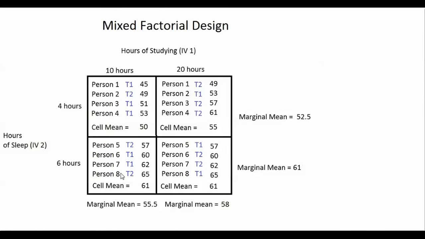These 4 participants were assigned to the 6-hour condition. Each of these 4 participants were also tested twice. One time with 6 hours of sleep and 10 hours of studying, and one time with 6 hours of sleep and 20 hours of studying. So here's the first score from person 5. Here's the second score from person 5. So each participant was assigned either 4 hours or 6 hours of sleep, and each participant experienced both taking a test with 10 hours of studying and taking a test with 20 hours of studying.